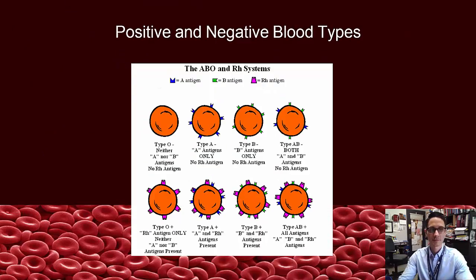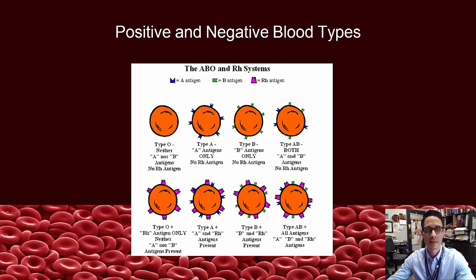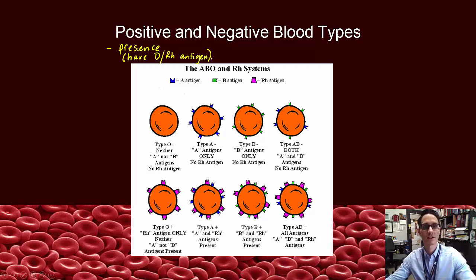Okay, let's move forward. There's one additional antigen that we need to become familiar with, and that is called the D antigen, or the Rh antigen. And that tells us whether we have a positive or a negative blood type. So a positive blood type indicates that we have the D/Rh antigen. Okay, and I told you in class that the D antigen and the Rh antigen or Rh factor mean the same thing. So if we have a positive blood type, it means we have the D antigen on the cell.